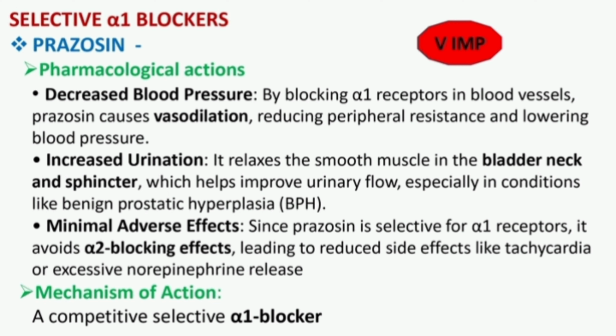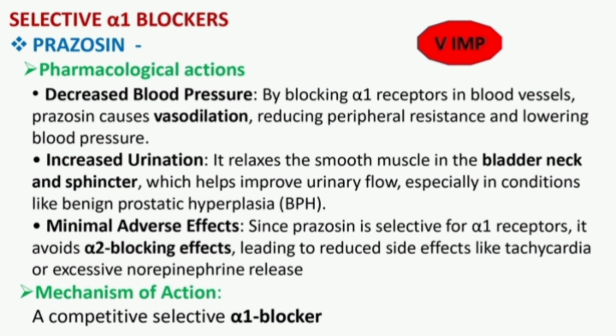So it leads to reduced side effects like tachycardia and excessive norepinephrine release compared with the non-selective alpha blockers phentolamine and tolazoline. One of the advantages of prazosin is that it avoids the alpha 2 blocking effects because it's a selective alpha 1 blocker. So from this we can understand the mechanism of action. It's a selective alpha 1 blocker.